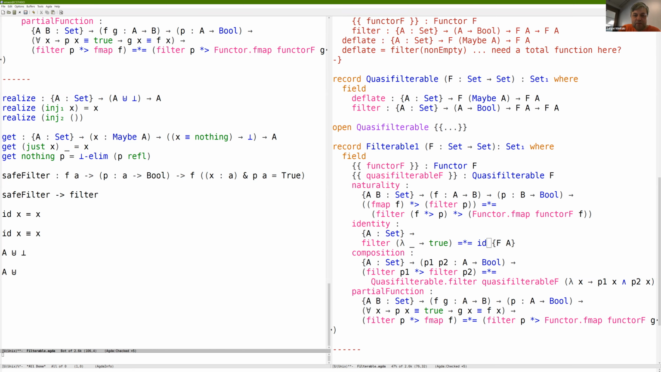So can I actually do? No. Backslash E1. Oh, yes, there's a hollow 1. Ha! Who knew?